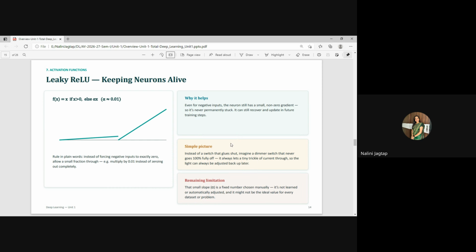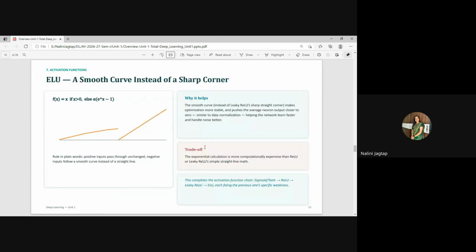There is one more solution to this ReLU problem, and that is ELU. ELU, the short form of exponential linear unit, takes Leaky ReLU's core idea one step further by replacing a straight, sharp-angled negative slope with a smooth, gently curving one. Mathematically, it is expressed as alpha times (e raised to x minus 1) for negative input, while positive inputs continue to pass through completely unchanged, just as they do in ReLU and Leaky ReLU.